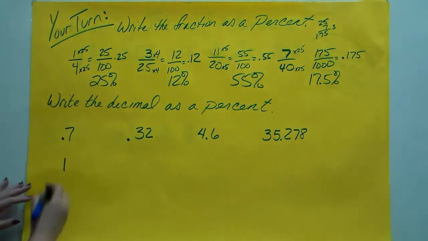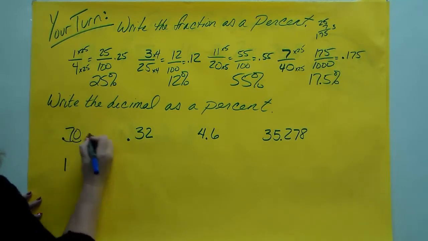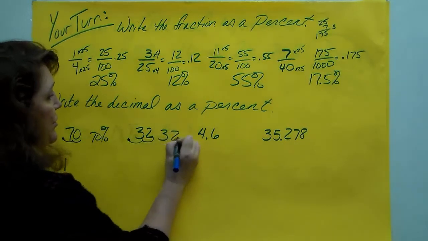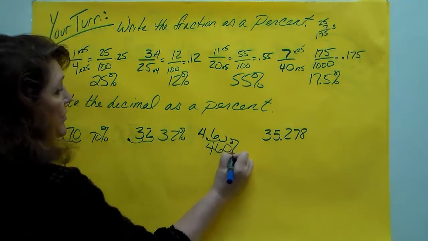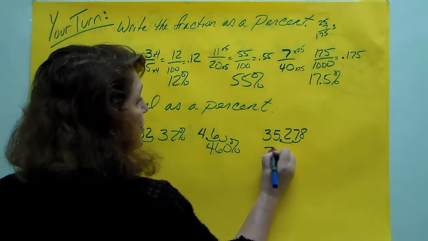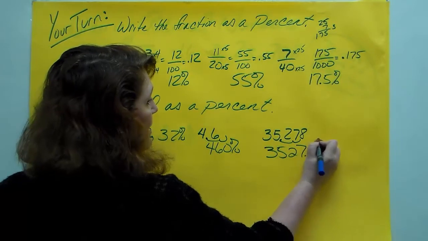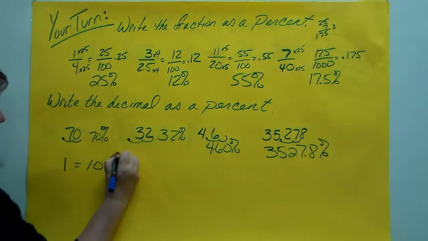Then we did these, and these are a lot easier. We're going to go 1, 2. So this is 70%. 1, 2. This is 32%. 1, 2. This is 460%. 1, 2. This is 3,527.8%. And 1 is 100%.